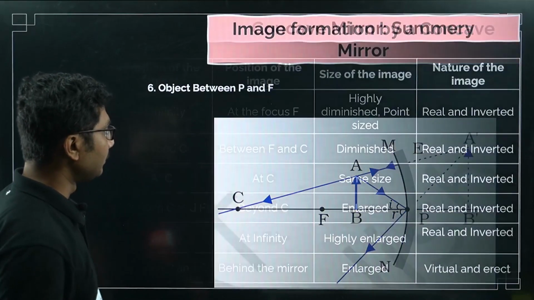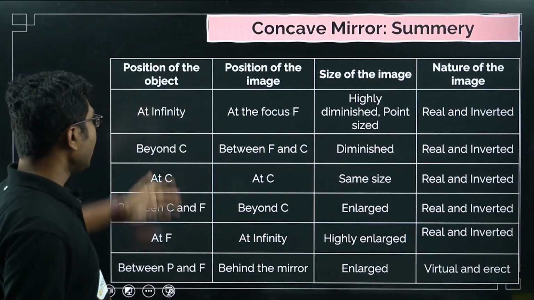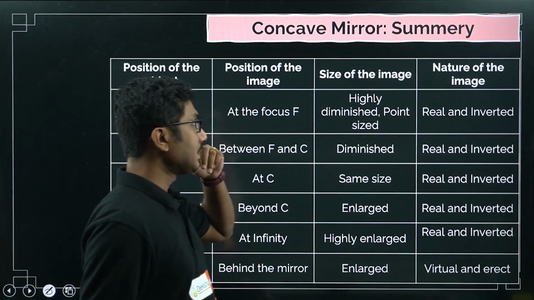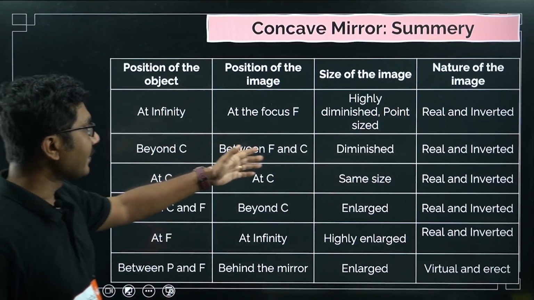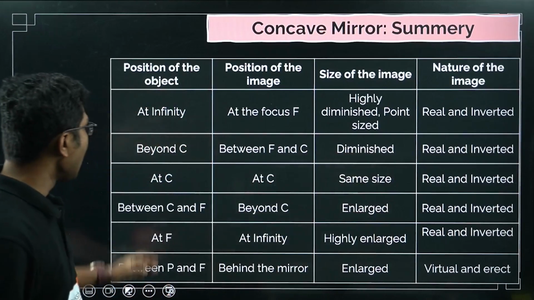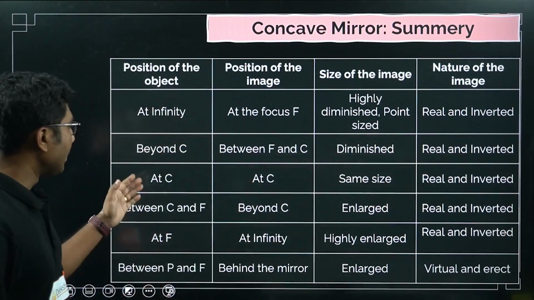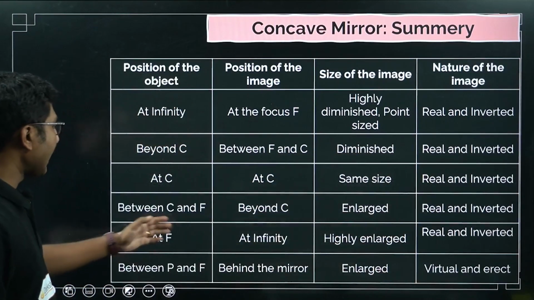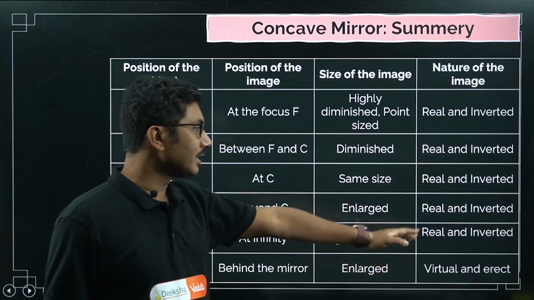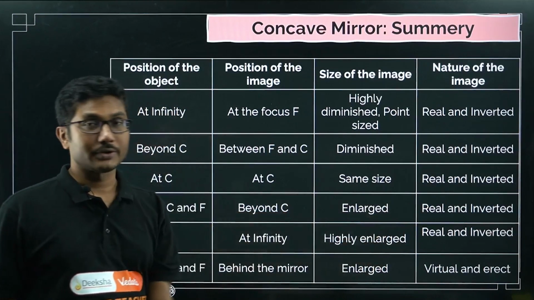Okay, now this is the table of diagram. Okay, at infinity, at focus, highly diminished, point size, real and inverted. Beyond C, between F and C, diminished, real and inverted. At C, same size, real and inverted. Between C and F, beyond C, enlarged, real and inverted. At F, at infinity, highly enlarged, real and inverted. Between P and F, behind the mirror, enlarged, virtual and erect.